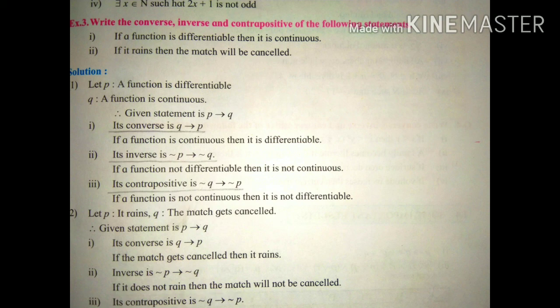Tell that also, I taught the symbolic form earlier, right? Now how to write the symbolic form of given statement? We have to consider P as a function is differentiable and Q as a function is continuous.